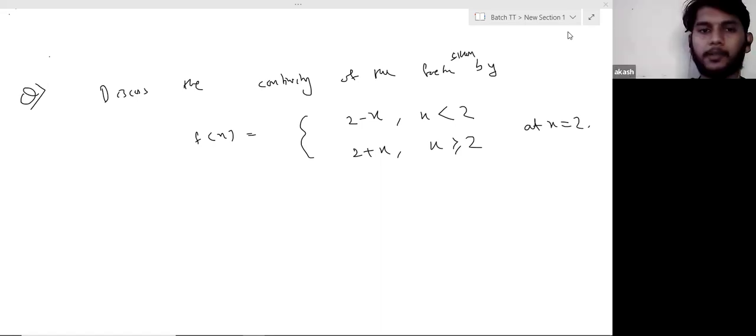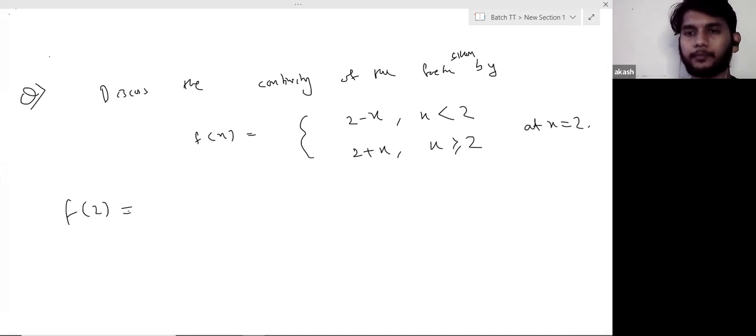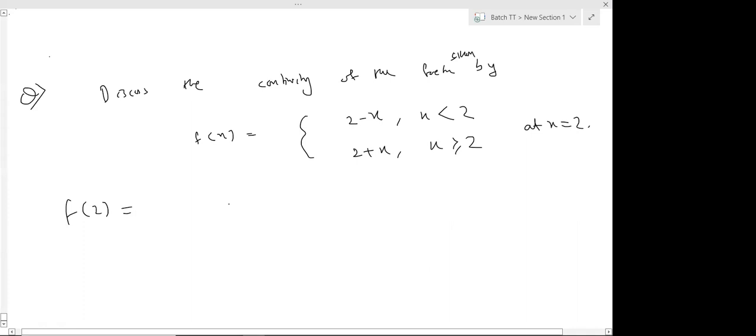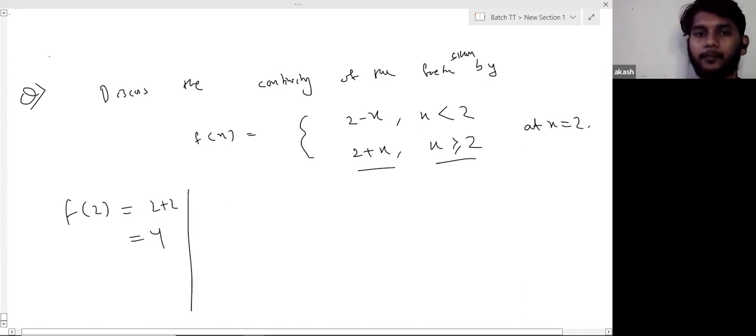So again, very simple. First, we have to find f of 2. And what is f of 2 here? Who can tell me what is f of 2? So 2 plus x, right? Because they have mentioned when x is greater than or equal to 2, you have to assume this as the function. So 2 plus 2, this is 4.